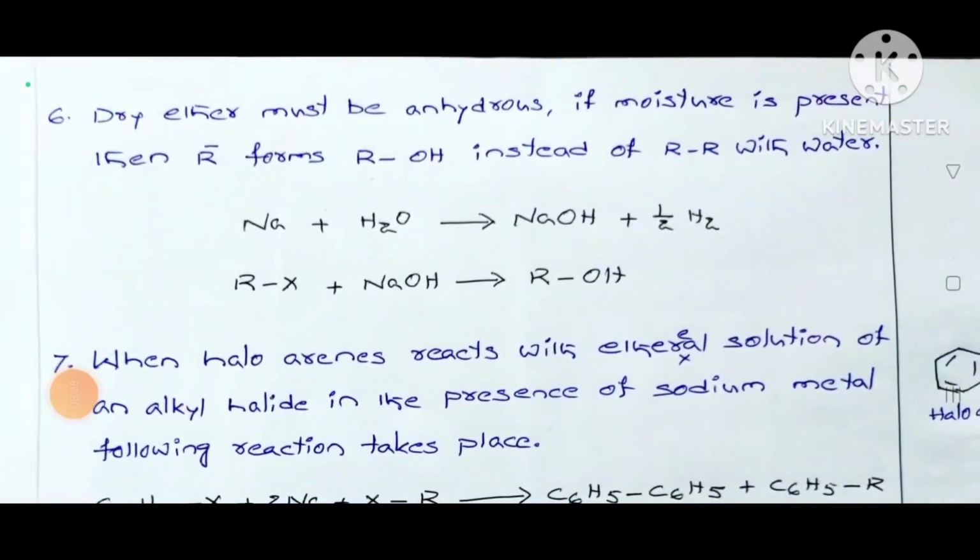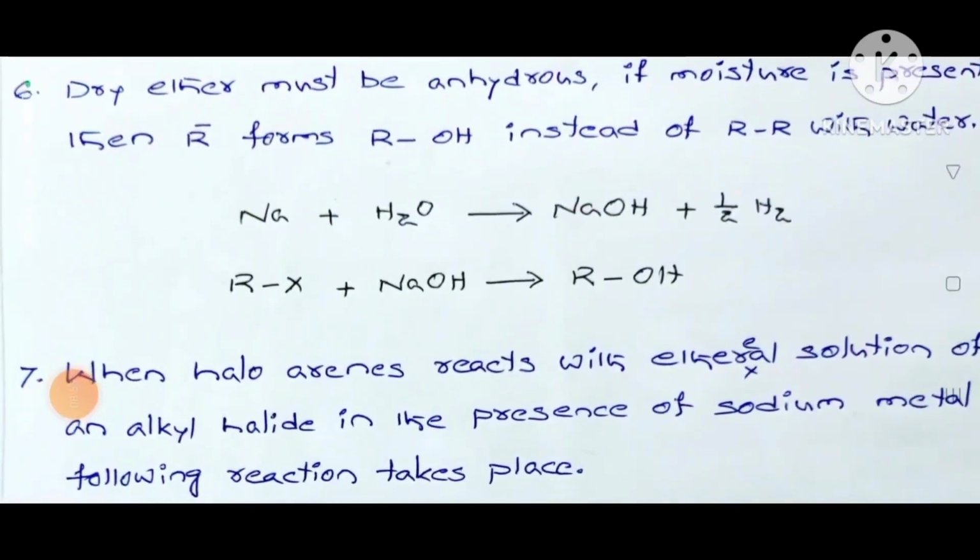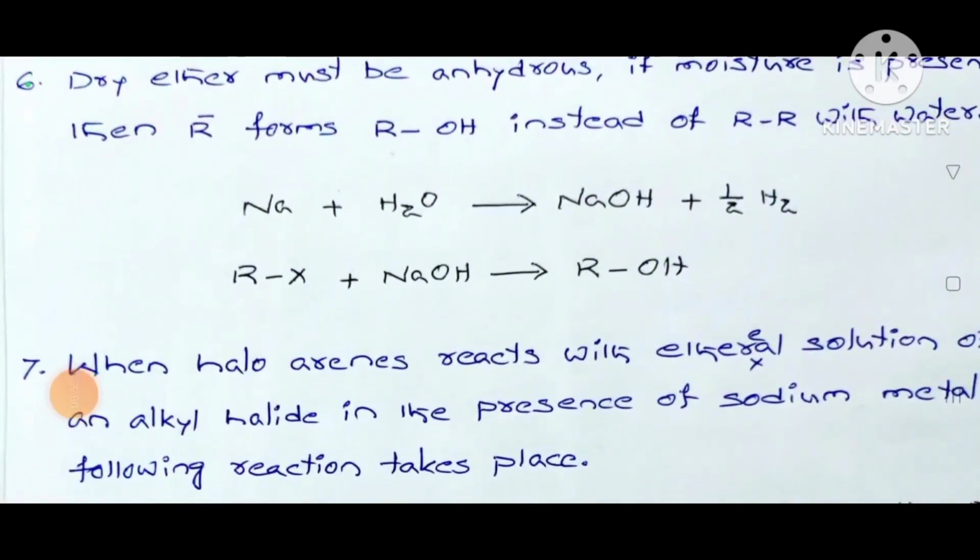Dry ether must be anhydrous is another limitation of Wurtz reaction. If moisture is present, then the alkyl forms ROH instead of R-R with water. So dry ether must be anhydrous. This can be represented as the equation Na plus H2O gives NaOH plus half H2. This NaOH reacts with alkyl halide, then ROH is obtained instead of R-R, that is higher alkane. So if dry ether contains moisture or water molecules, then ROH is obtained instead of higher alkanes.